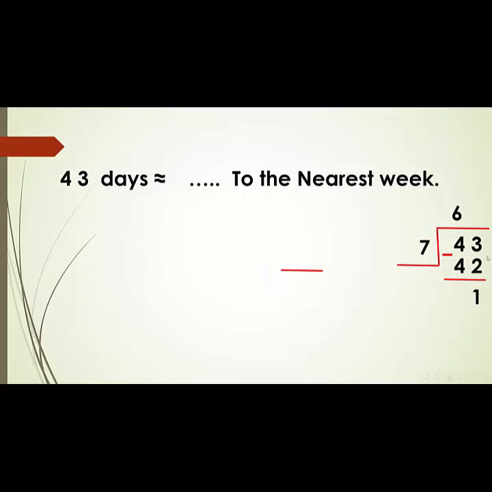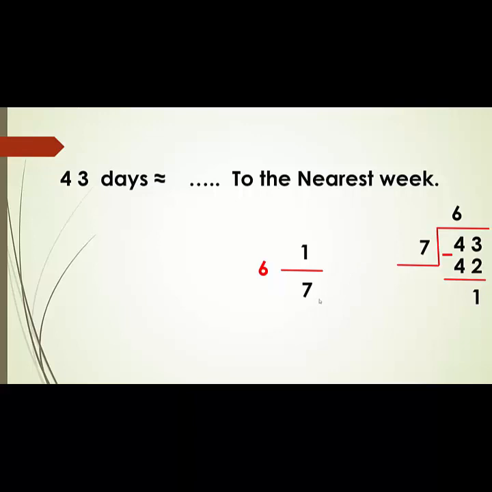Again, my students. After I make 43 divided by 7, the quotient will be 6. I will take the number in the quotient as the whole number. Then the remainder, I will take up, and the divisor down. The remainder up, divisor down, okay?